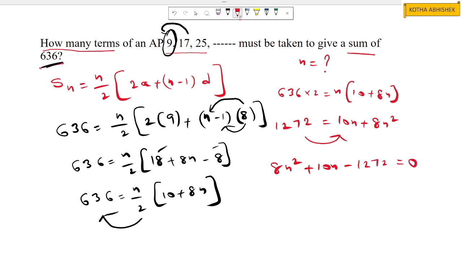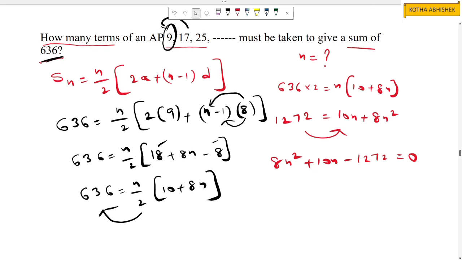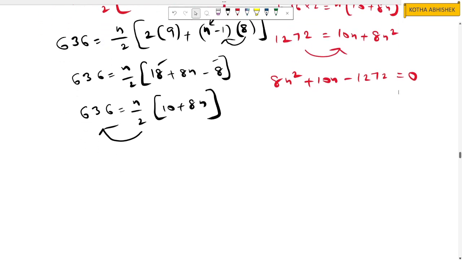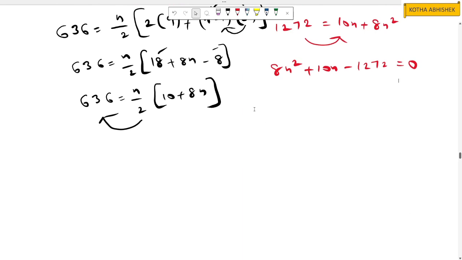Now this is a quadratic equation, right? By splitting the middle term or by applying the formula we can find the answer. But here 1272 is a very big number, so first I will check whether any simplification is possible for this equation. If you observe, the first term 8, the second term 10 and the last term minus 1272 all come in the 2 table. So I am dividing the entire equation by 2. Always remember, if you do something to the left side of the equation, you need to do the same to the right side also. So 8, 10, 1272 are divided by 2, and 0 divided by anything is again 0.